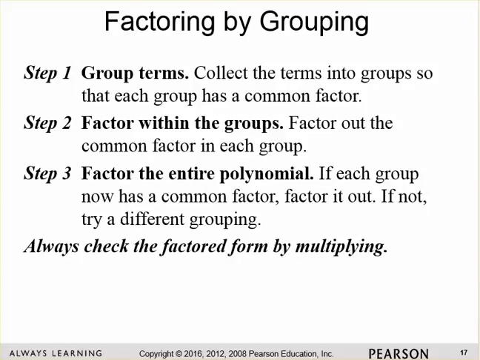So breaking it into steps, that first step, you're going to group terms. Sometimes you have to think about it and look. Sometimes you have to move it a couple times before you find the best way. Then you're going to factor within the groups, and then you factor the entire polynomial. And in the end, you're going to have two binomials multiplied.